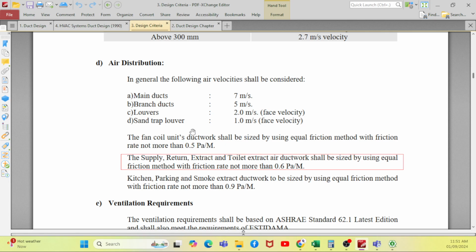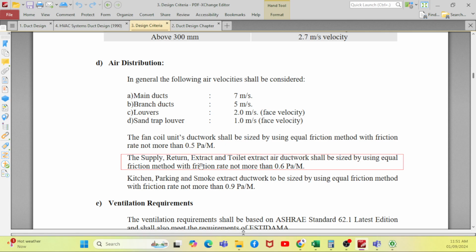If you are going for different equipment, for example a fan coil unit, generally you can go with 0.4 to 0.6 Pascal per meter, right? So this is the value. When you go in the 0.4 to 0.6 Pascal per meter range, the velocity will be constant everywhere. So you can go with the equal friction method, and your velocity will not be exactly the same, but it will be within the range. And also the fan performance can be better.